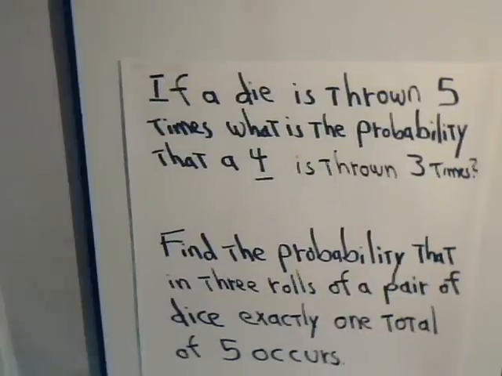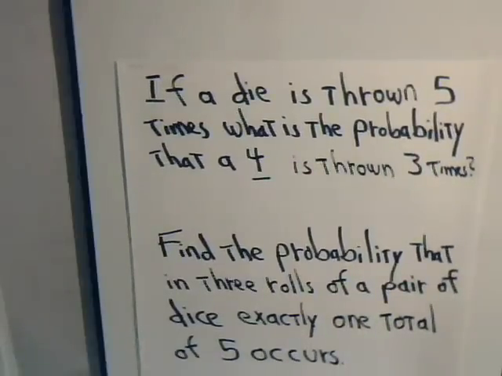Okay, for this video we have two problems. The first one is we have a single die, and if we roll it 5 times, what is the probability that the number 4 will turn up 3 out of the 5 times?